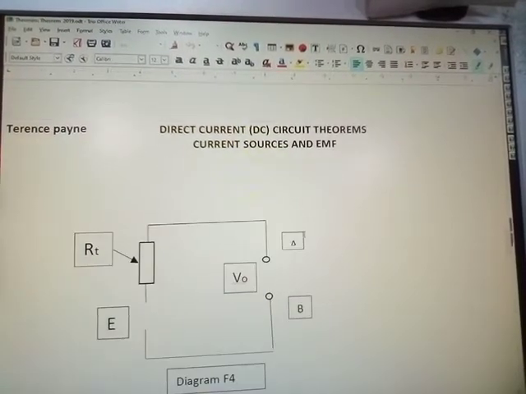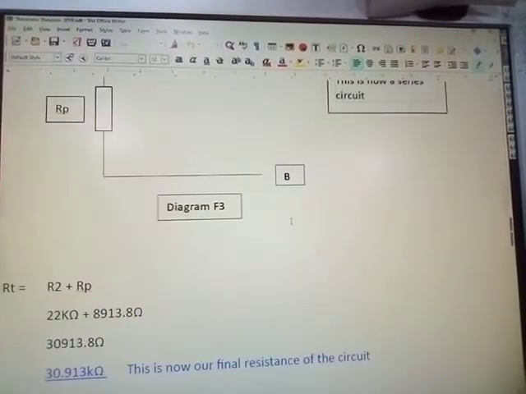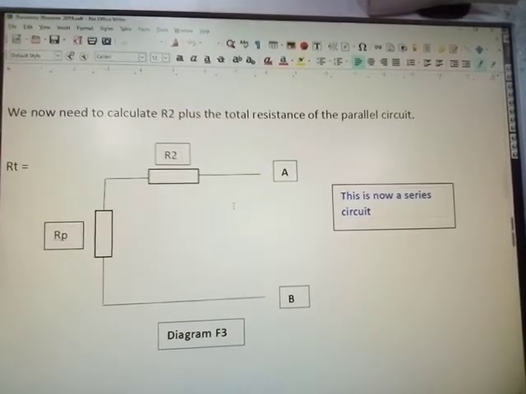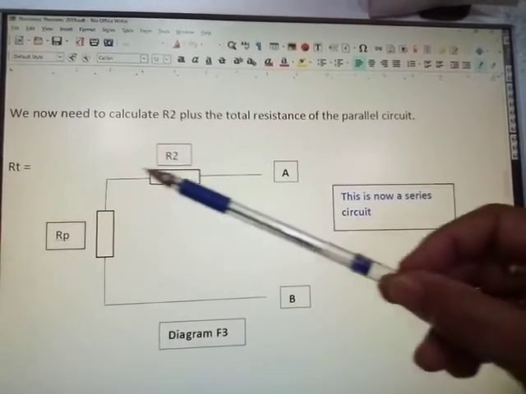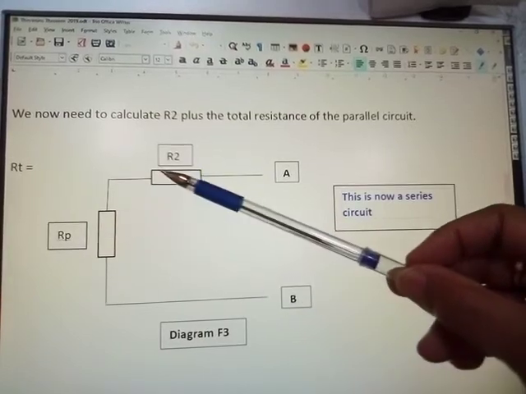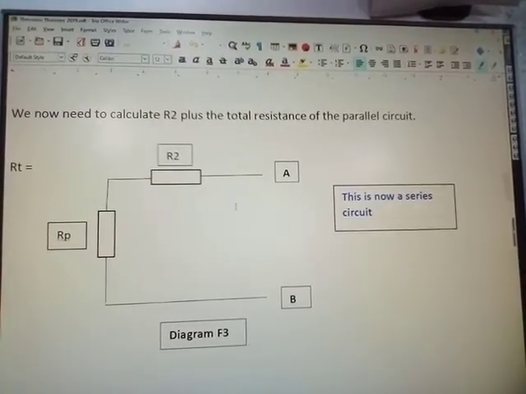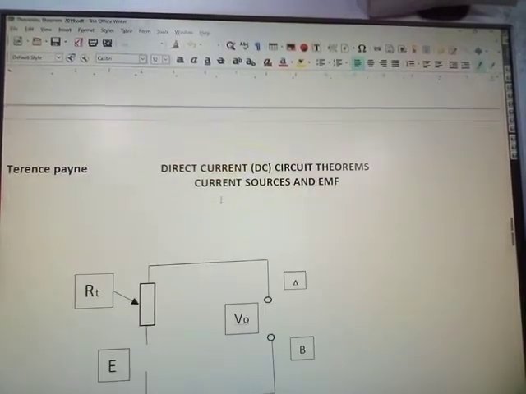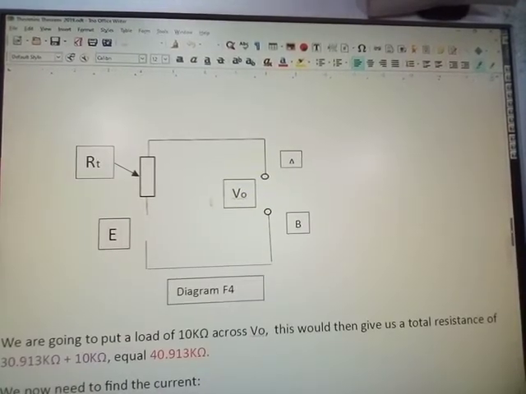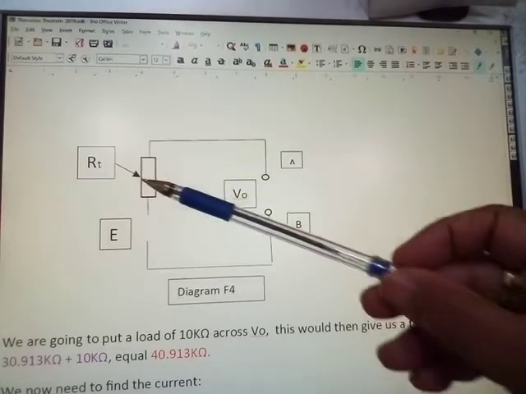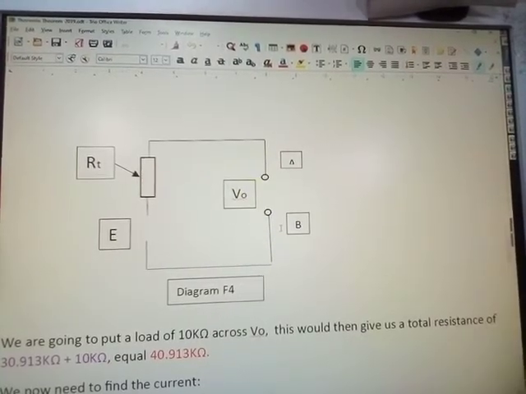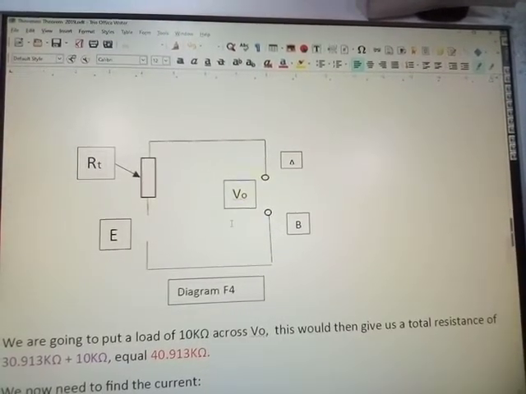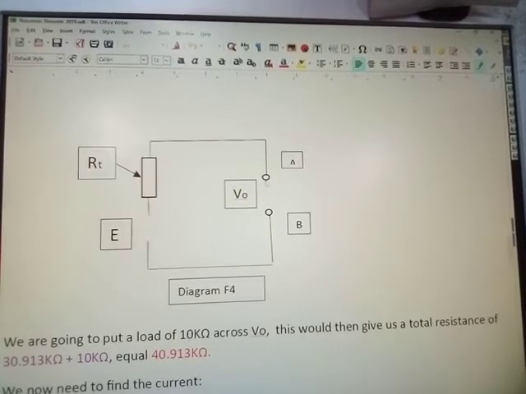Now, all I've done here is go back to this diagram. That diagram has now become one because you have to add that resistor to that resistor to bring you to F4. And if you look at diagram F4, I believe it's F4, you'll now see you have a single resistor which represents all of it. And that's V out, again A and B.